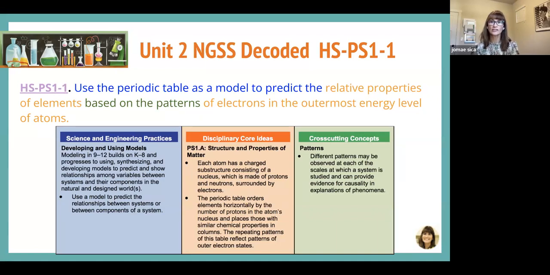Our main cross-cutting concept is patterns. Students will look at those patterns on the periodic table a couple of different ways in the unit: at the beginning of the unit, more qualitatively, and towards the end of the unit, more quantitatively. Also, our main disciplinary core idea is the structure and properties of matter, so looking at how the structure of the atom is influencing the properties of the element. In this particular unit, I would say that students are probably using models more than they are developing models, although they will be developing a periodic table on their own at the very beginning as part of the unit opener.